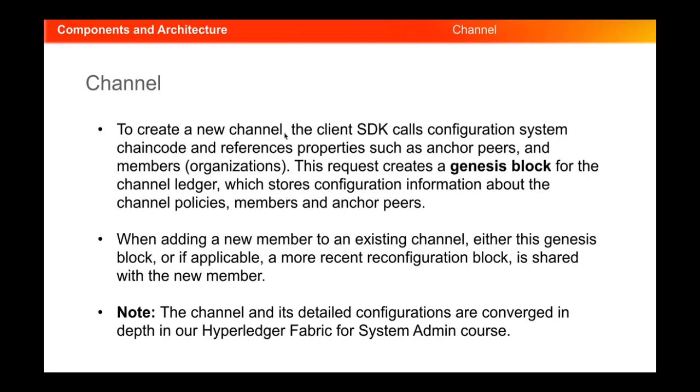So to create a new channel, the client SDK calls the configuration system chain code and references the properties such as anchor peers and the members or the organizations. This request creates the Genesis block for the channel ledger, which stores the configuration information about the channel policies, members, and anchor peers. In the coming section, which has the lab, you are going to learn how you are defining the anchor peers, the organizations present, and how you are going to create the Genesis block.